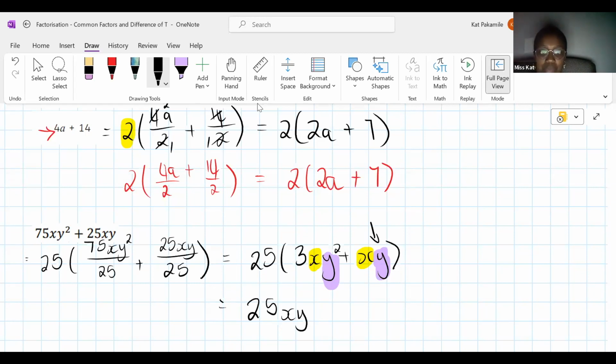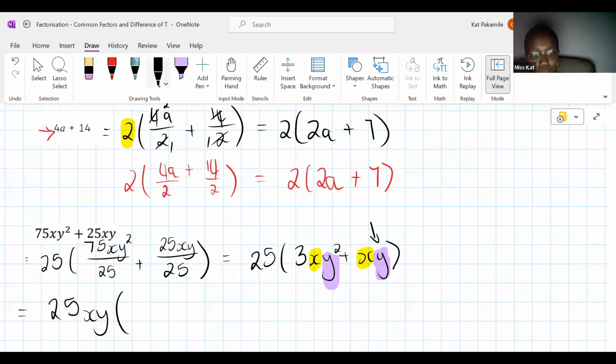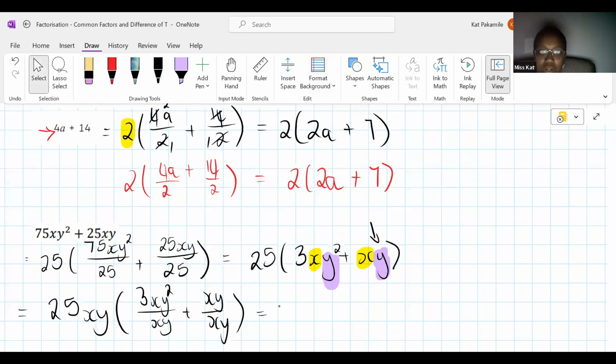So let's continue. Now we are dealing with the variables. Let me write it on the side there so that we have enough space. So equals, now we've taken out the xy, so we have 25xy. You do the same thing. You divide what's inside. So we have 3xy squared over xy plus xy over xy. What's my final answer now? Anyone want to help me?